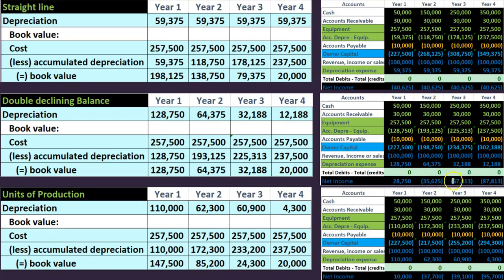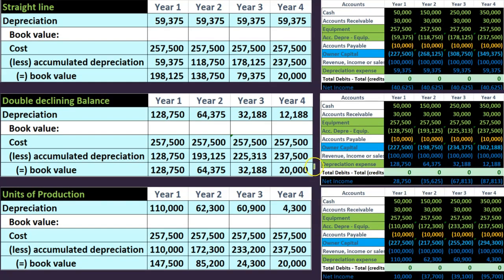Then the reverse happens. We have $67,815 under double declining, and the same $40,625, and then income goes up a lot more. If you look at the life of these two, we end up in the same place, meaning we end up with a book value of $20,000 at the end. We end up depreciating over the life of the equipment under any method we use the same $237,500 to leave us with that $20,000.